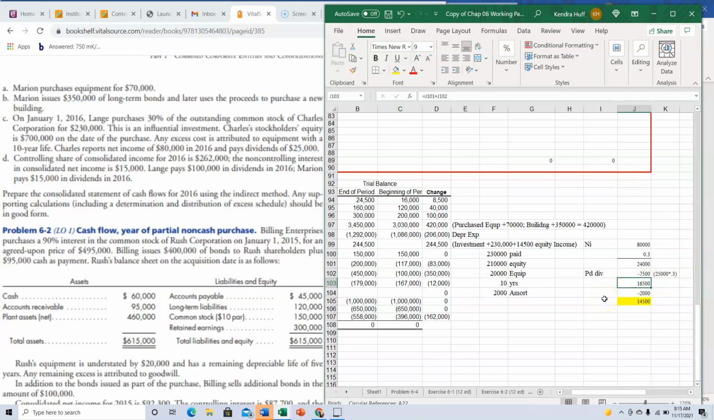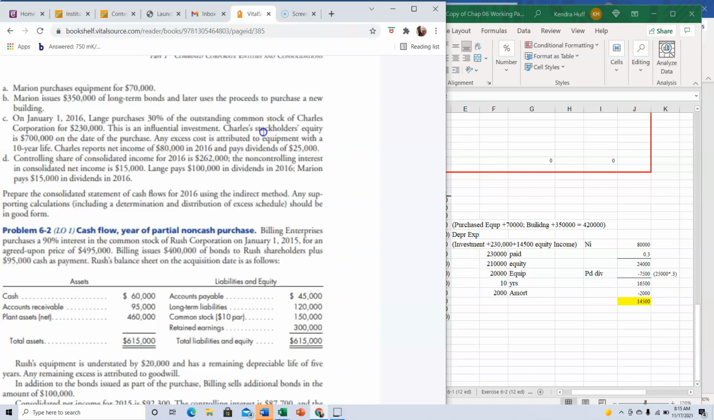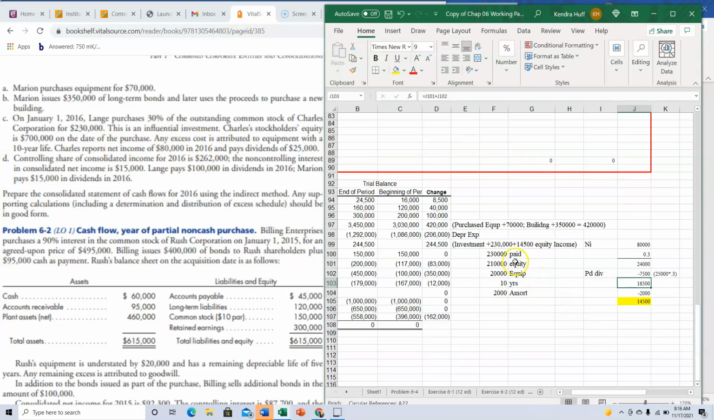All right, and we don't need to actually consolidate and all that, but it has that any excess cost is attributed to equipment. All right, so that's this right here. All right, we paid $230,000. Our share that we purchased was $210,000. All right, that's the $700,000 of their equity times our 30% investment. All right, that's what that is right there. And so if you subtract, that is $20,000 excess, and it was all attributable to equipment that's amortized over 10 years, and that's $2,000 a year. All right, so we also need to subtract that out, and that's where the 14.5 comes from. Okay.